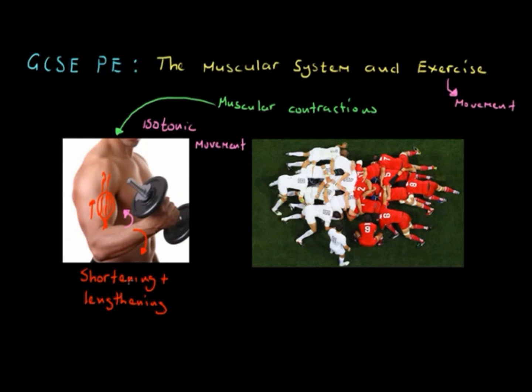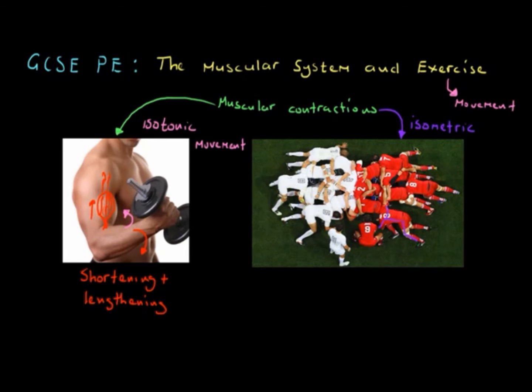To explain the next muscular contraction, I'm going to use this rugby scrum that is here. The next muscular contraction we're going to look at is called an isometric contraction. An isometric contraction is the opposite to an isotonic contraction. It's where the muscle contracts, but no movement is taking place. To demonstrate this, I'm going to use this number 6 here.